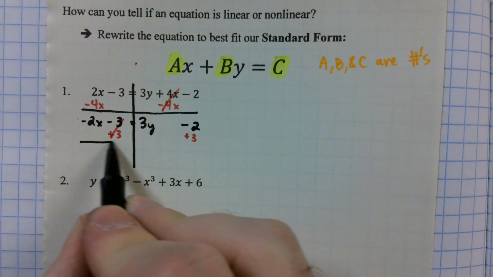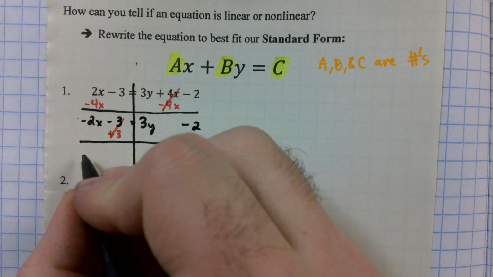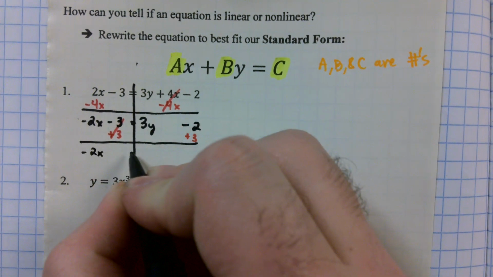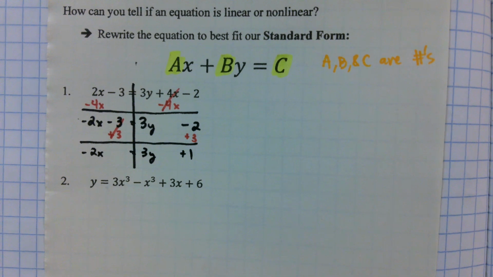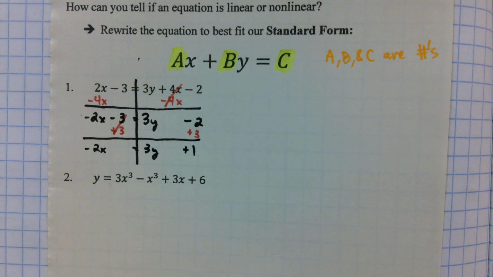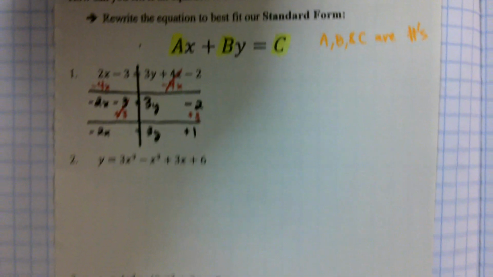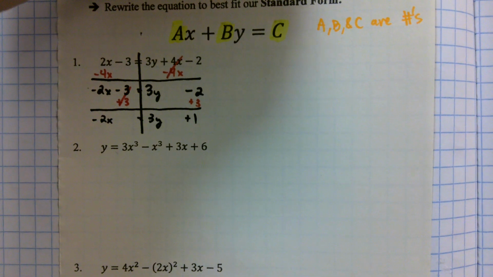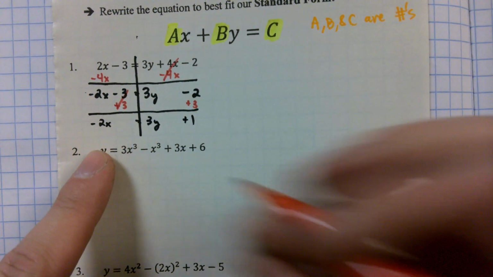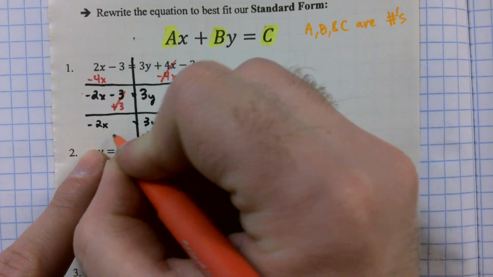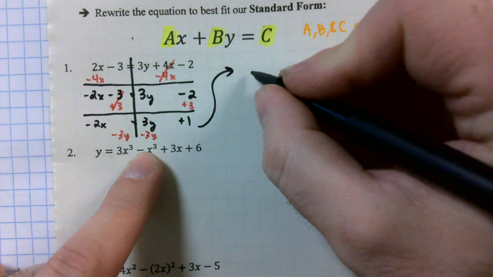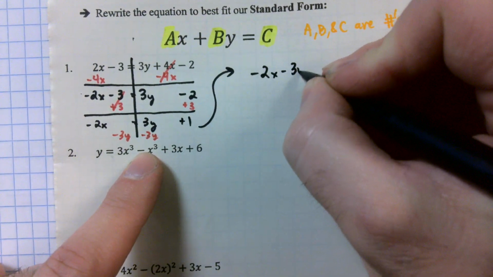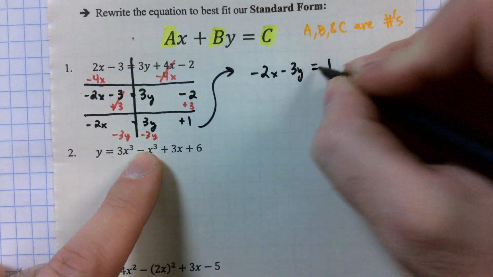You guys remember this, right? Yeah. A little bit different because there's a y now, but it's all right. Okay, what can I do now? Subtract both sides by 3y. Perfect, exactly right. Subtract 3y from both sides. I'm going to bring it over here. I've got negative 2x minus 3y equals 1.